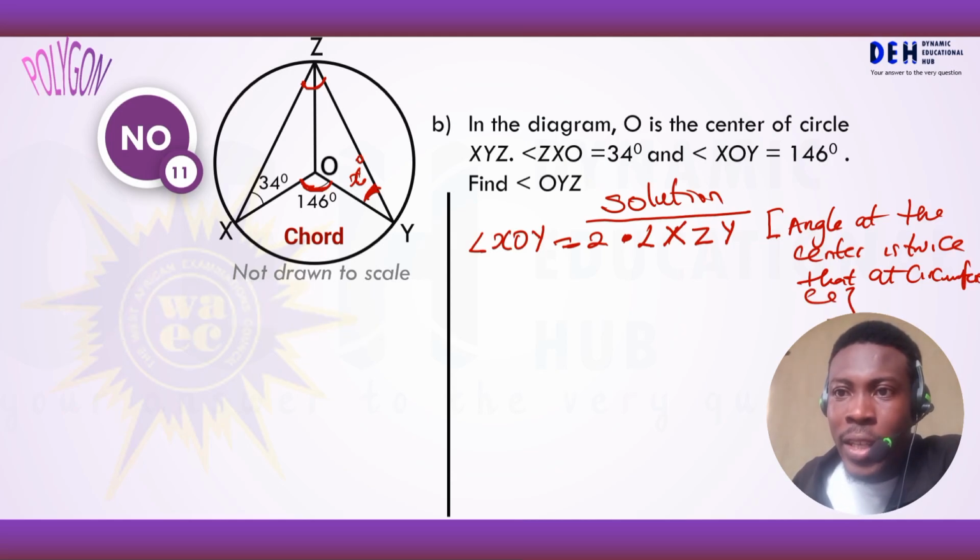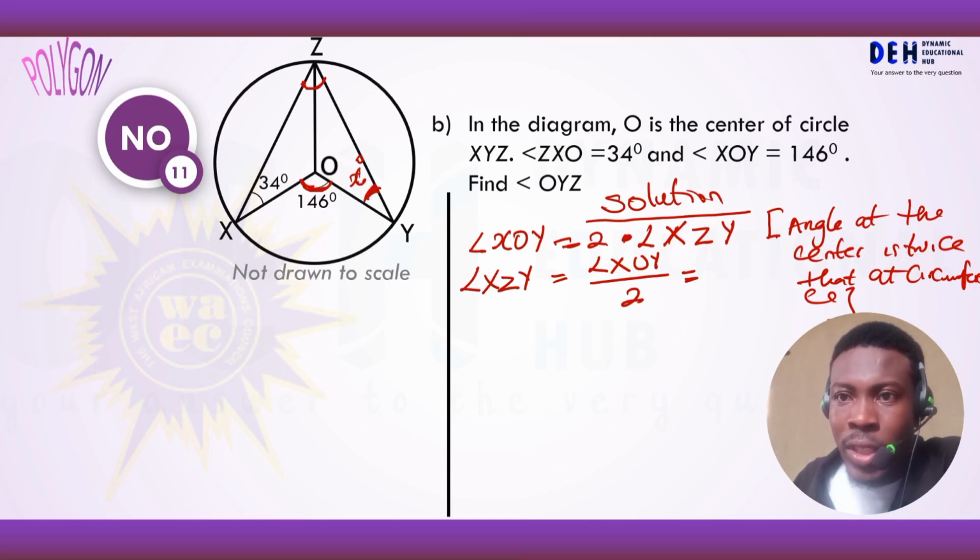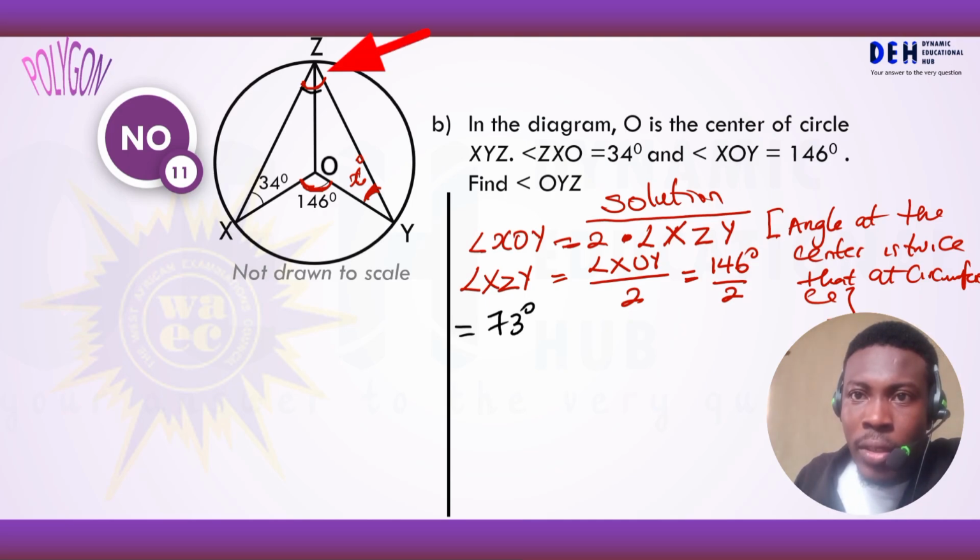Now let's find angle XZY. Angle XZY will be equal to angle XOY divided by 2. You divide both sides by 2. What is angle XOY? We have it in the question. XOY is 146 degrees divided by 2, which is 73 degrees. So we have gotten this angle here, 73 degrees. Let's go.